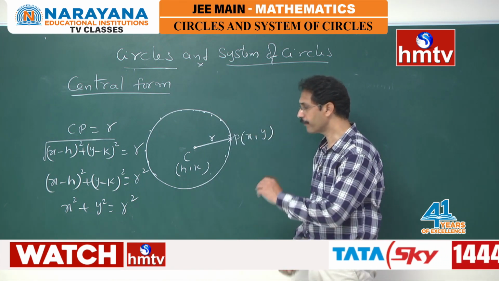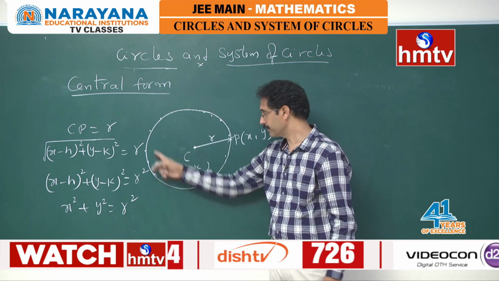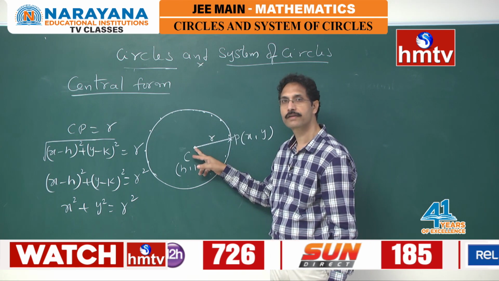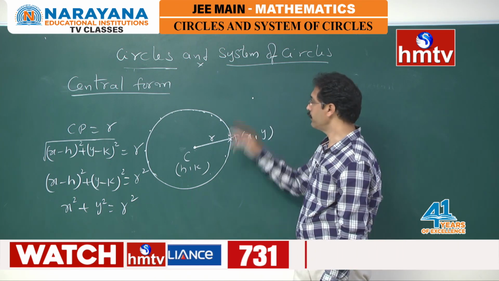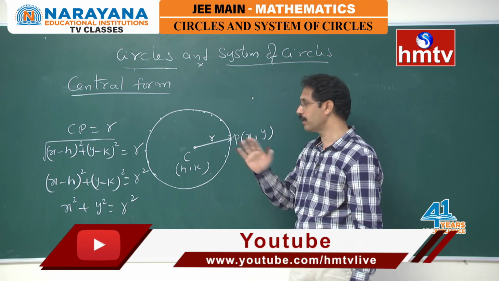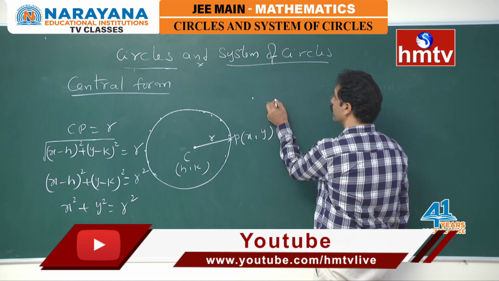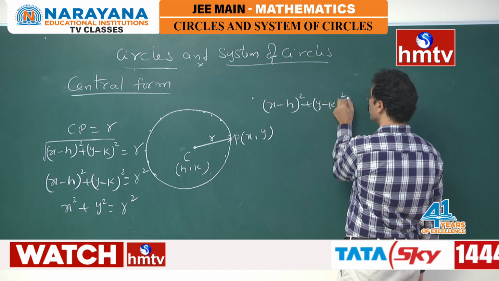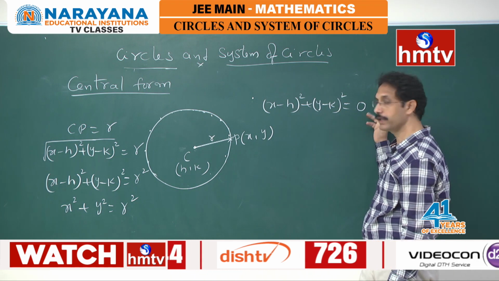Now if I take the radius as 0 in this equation, that means all these points will reach this C. That means this whole circle becomes just a point. So every point can be taken as a circle, which will not have any radius. The equation of that circle can be written as (x minus h) whole square plus (y minus k) whole square is equal to 0. This is the equation of the point circle, meaning it won't have a radius.